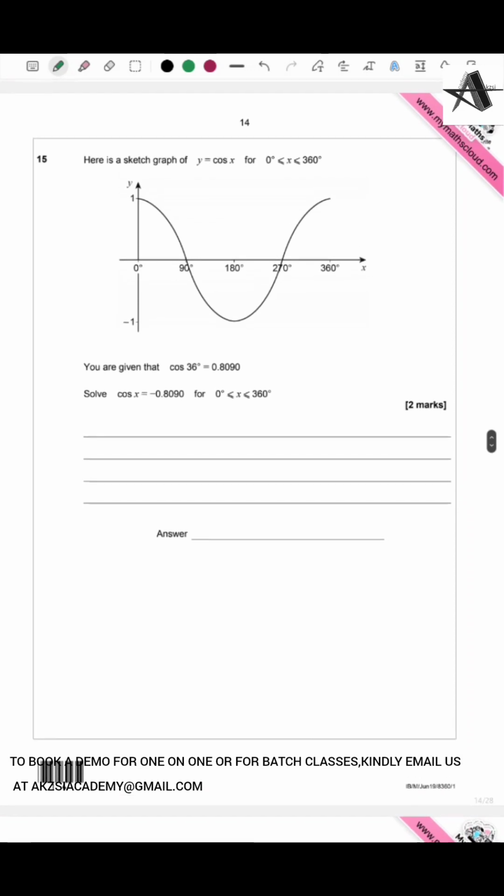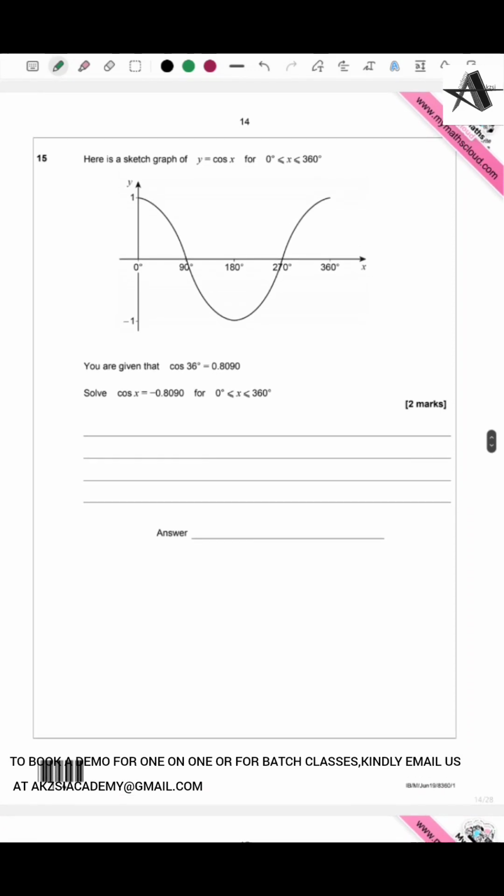Next is, here is a sketch of the graph y equals cos x for x that is in between 0 to 360. You are given cos 36 is equal to 0.8090 and cos x is equal to -0.8090 for x which lies between 0 to 360. So we have to find what it says. Cos x is equal to -0.8090. So we need to calculate the value and they have already mentioned 36.